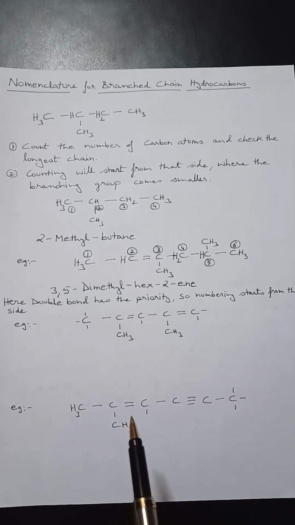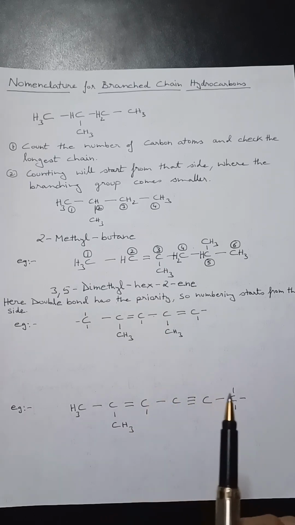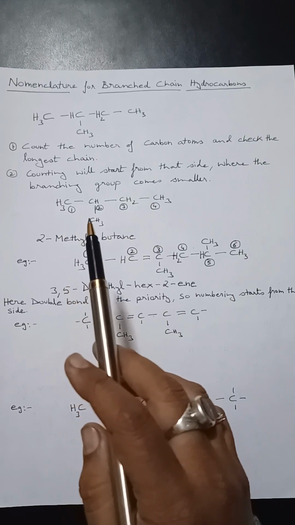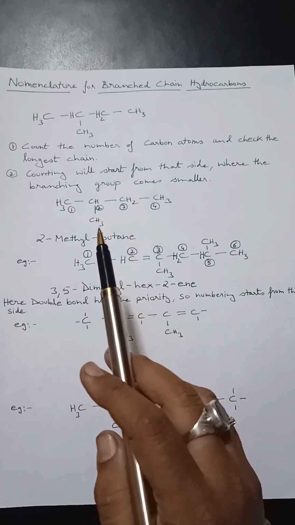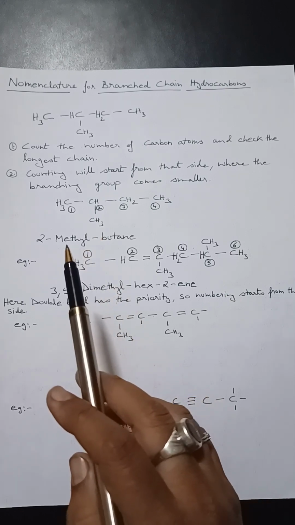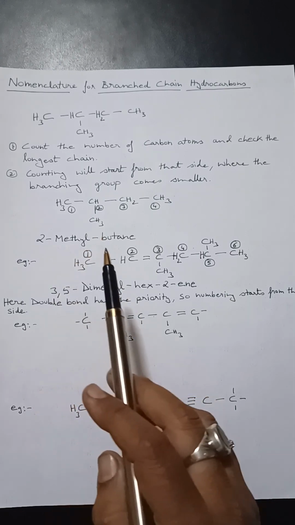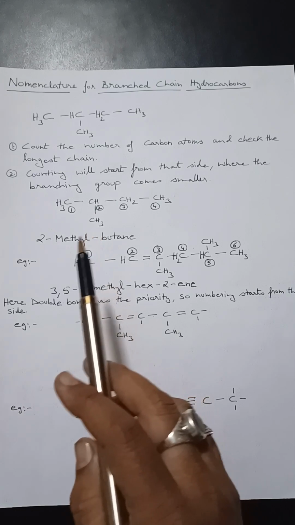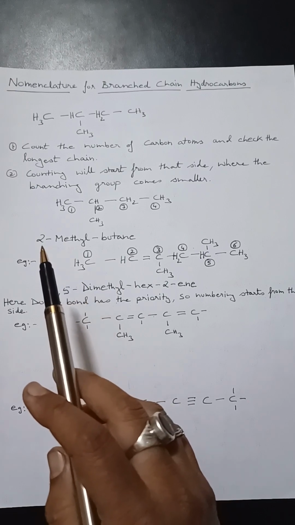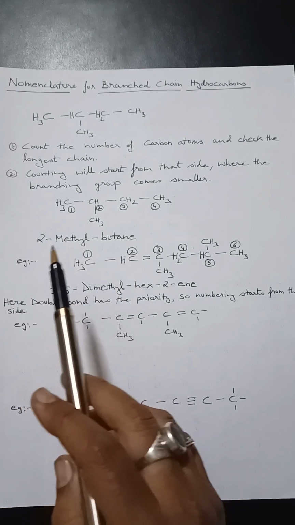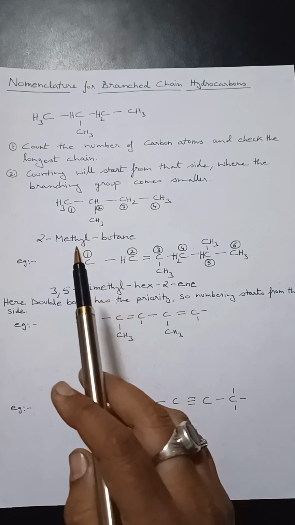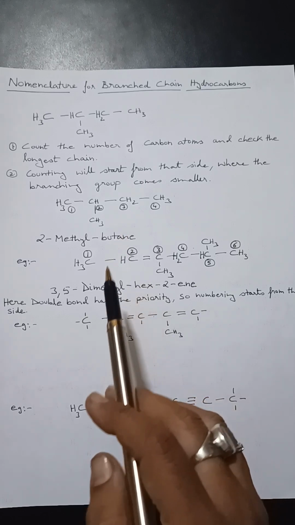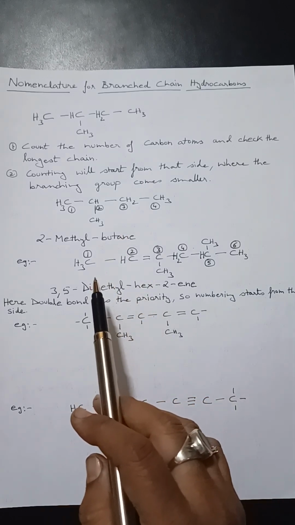Counting will start from that side where the branching group comes smaller. So here I have counted from this side, that is 1 2 3 4. So the branching position comes at the 2, hence the name becomes 2-methyl butane. That means the alkyl group which is present at the branching position is named first with its position, that is 2. Alkyl name is methyl, and to the carbon chain where it is attached, that is the straight carbon chain, butane.